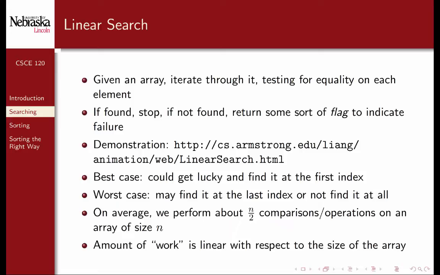Linear search is pretty straightforward. Given an array, you simply want to iterate through it one by one and test equality on each element. If you find the element that you're looking for, you stop and return either the index at which you found it or the element itself. Or if you get through the entire array and do not find it, then you can return some sort of a flag to indicate that you did not find it. Let's take a look at a demonstration.